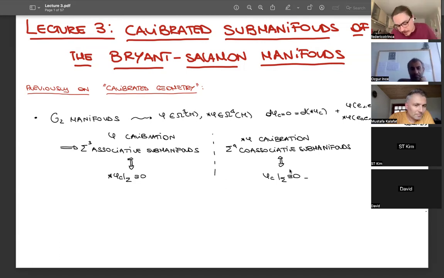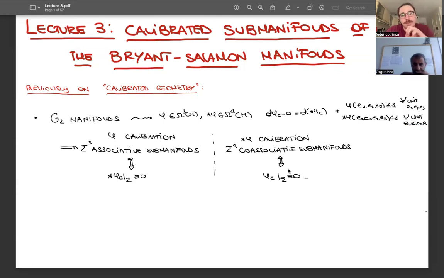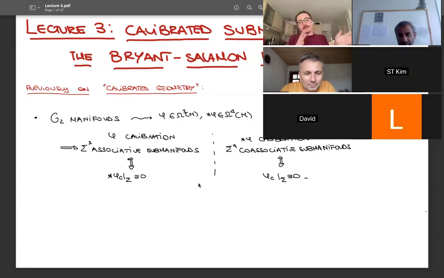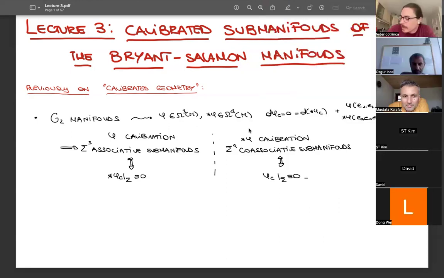So before I go into how to construct calibrated submanifolds of the Bryant–Salamon manifolds, let me recall that a G2 manifold is a 7-dimensional manifold with a special structure. We have a three-form and a four-form, which are closed and co-closed. On top of being closed and co-closed, they have comass less than or equal to 1. So this is the comass condition here.